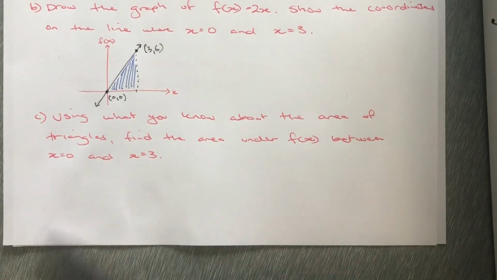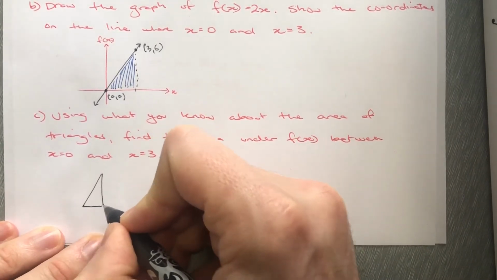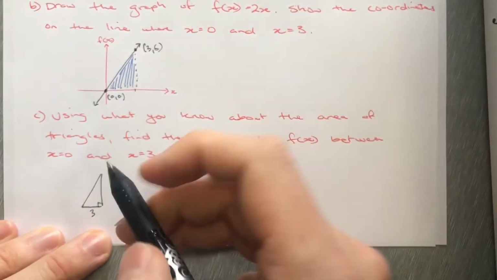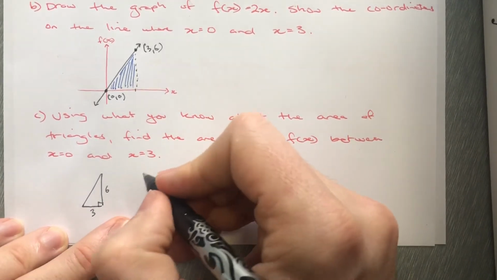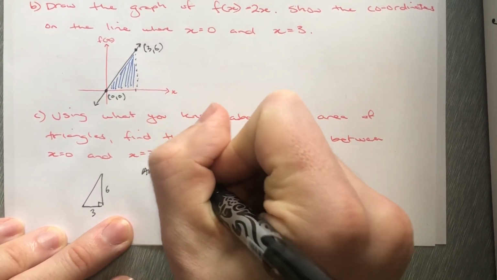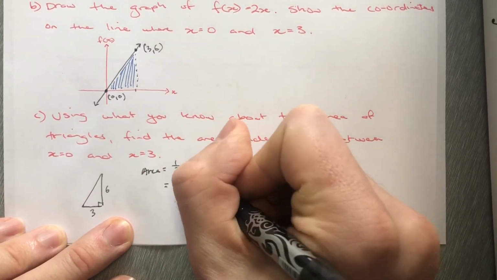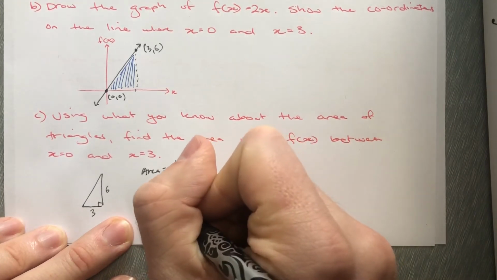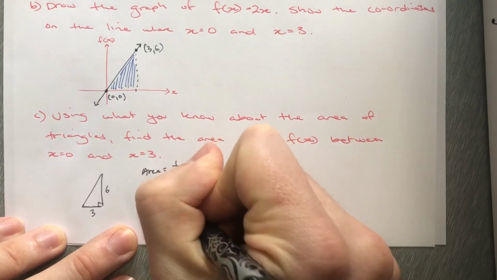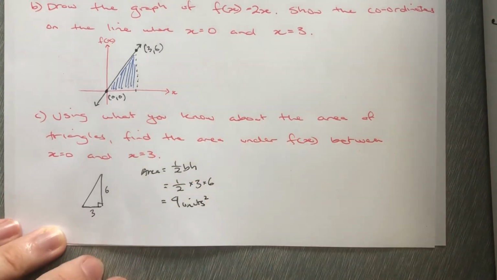Now that's just a triangle, isn't it? So we've got a triangle. I might draw it again here. We've got a right angle triangle with a base that's 3, a height from 0 to 6, so its height is 6. The area of a triangle is half base times height, isn't it? That's something that we can hopefully remember. So half times 3, which is the base, times 6, which is the height. Right, 3 times 6 is 18, and half of that is 9. So that area there should be 9 units squared.